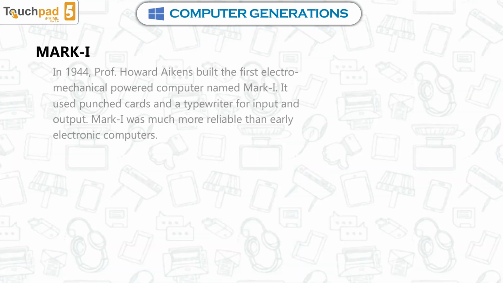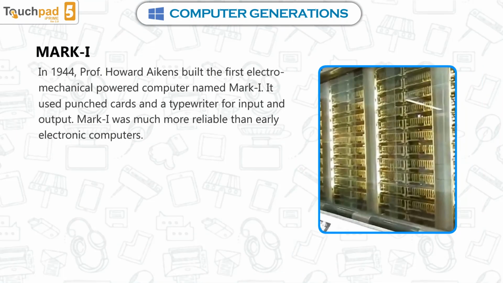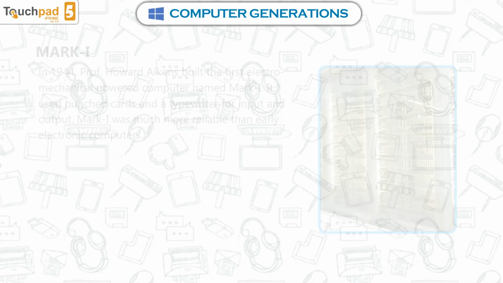Mark I. In 1944, Professor Howard Aiken built the first electromechanical powered computer named Mark I. It used punched cards and a typewriter for input and output. Mark I was much more reliable than early electronic computers.